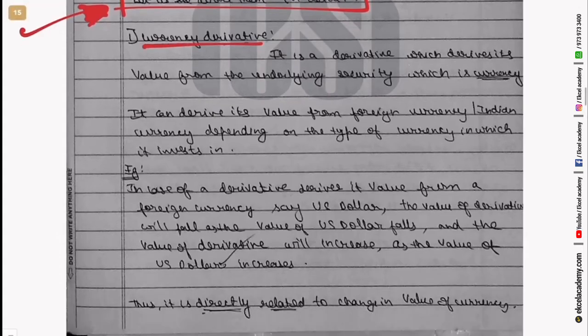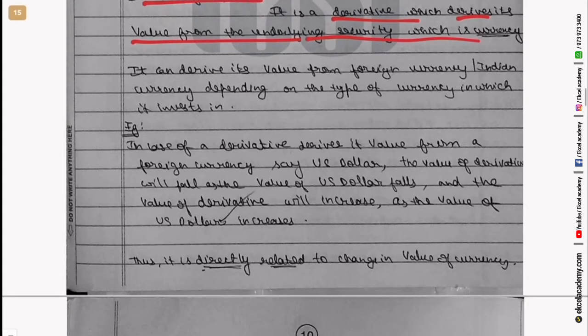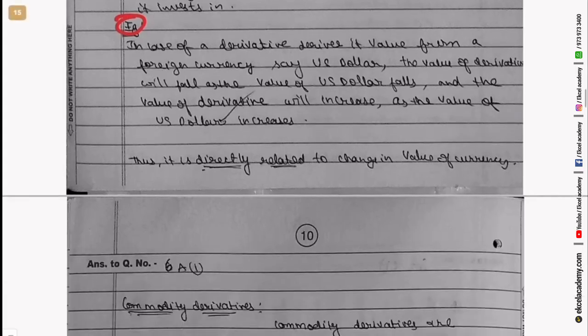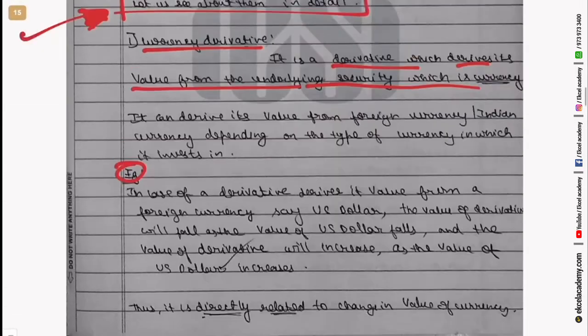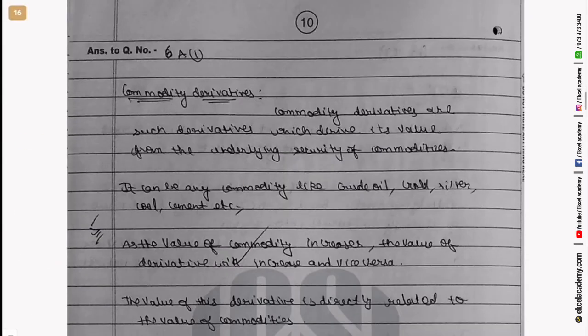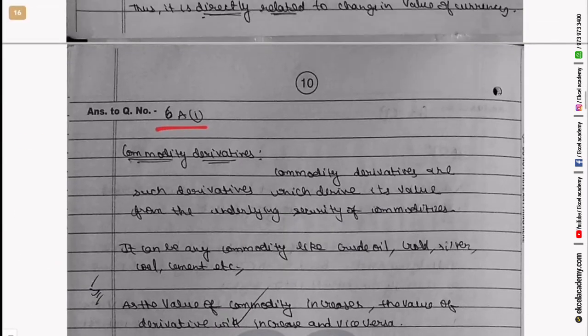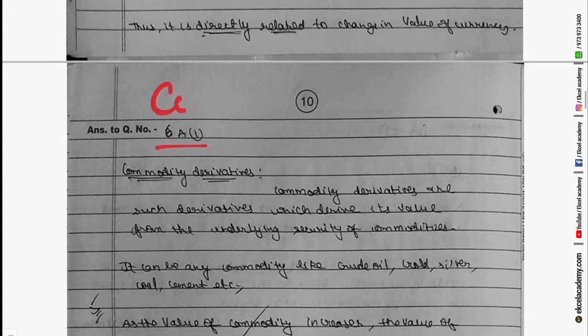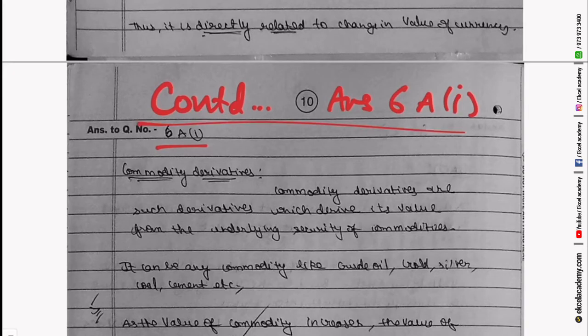So currency derivatives. It is a derivative which derives its value from an underlying security, which is a currency. Right? Then he has given an example. Very nice. So with all these things, answer 6A1 which he is writing, he's continued the answer here. So ideally you should write CONTD. Correct. Continued answer 6A1, whatever. You have to write like that in the exam. Please try to do that.